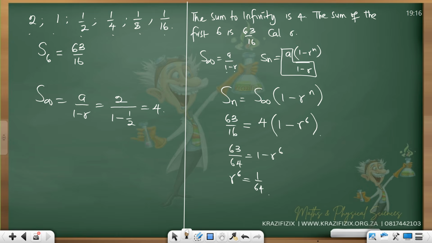Are we okay, everybody? That makes sense? So please don't forget, and don't cram it. Just know that there's a relationship. My S infinity is a over 1 minus r, so I go to my Sn, change things around and rewrite it. I'm hoping it comes out. Okay.